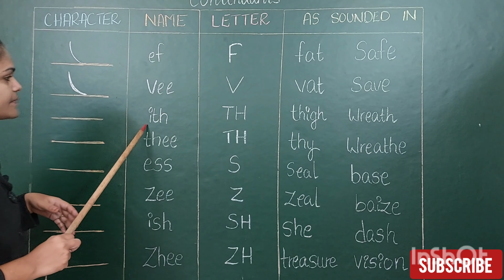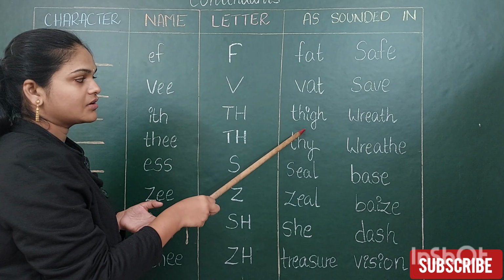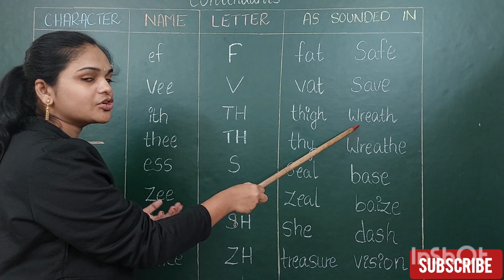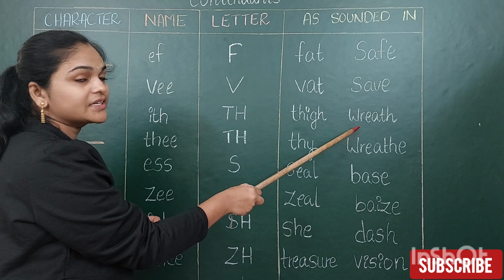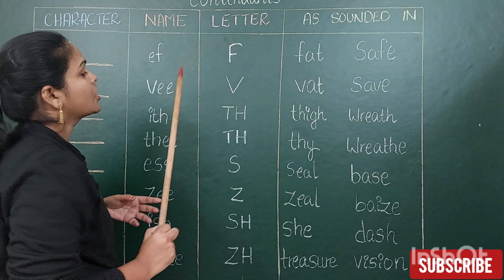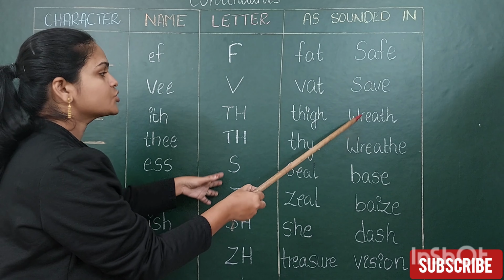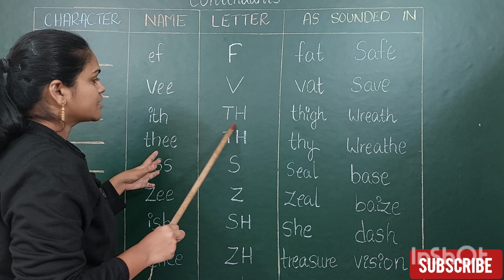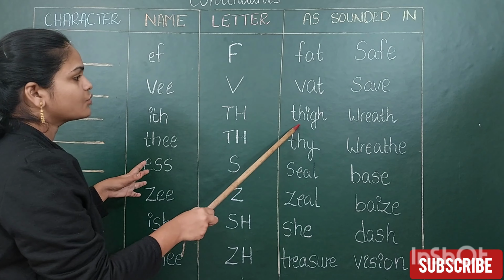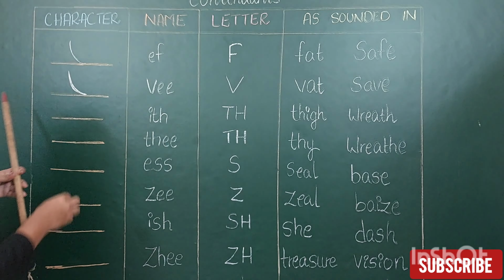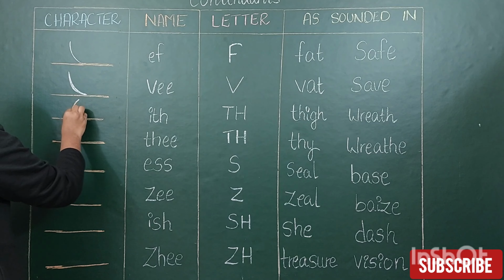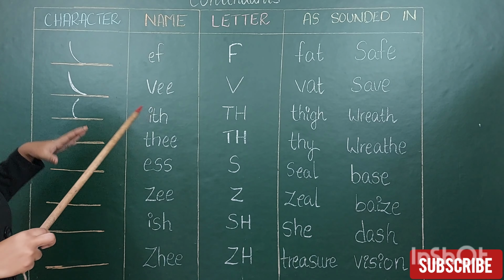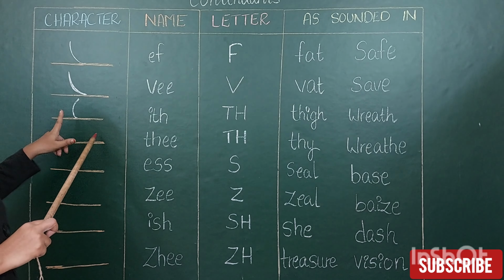Next, TH. So when you take the words "thigh" or "wreath", what is the meaning of wreath? It is nothing but garnish. So when you want to write these words, you have to represent the letters TH. When you write the TH letter here, you have to represent this stroke, this curve. It is a lighter one. It should be written on the line.